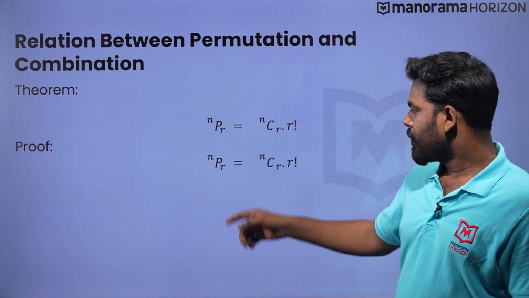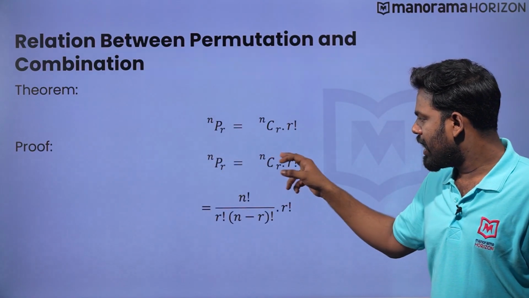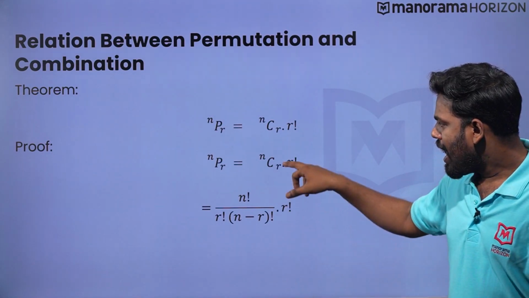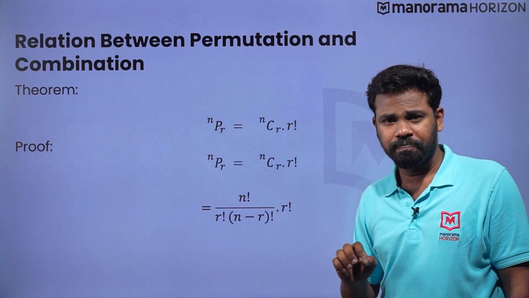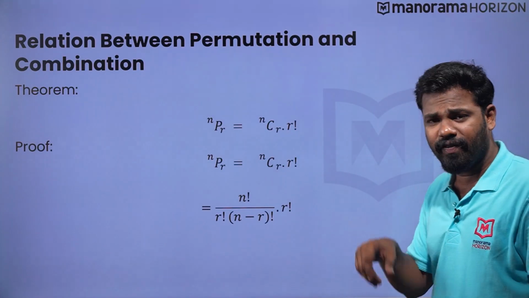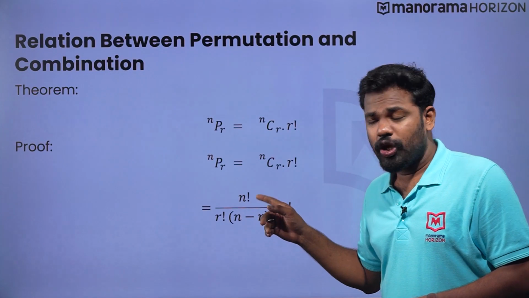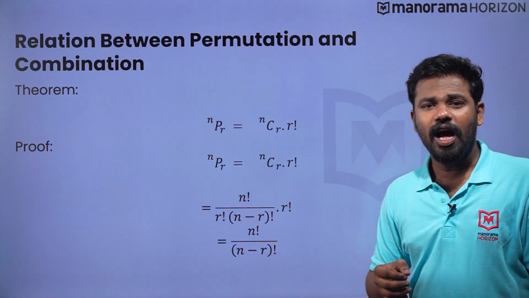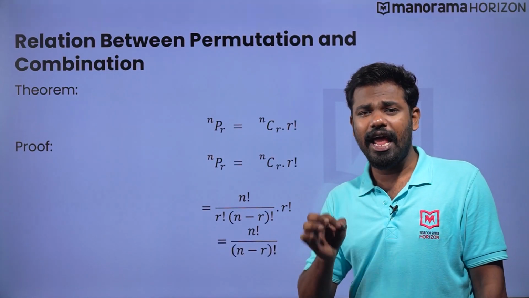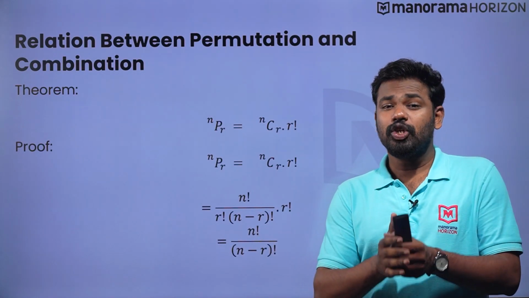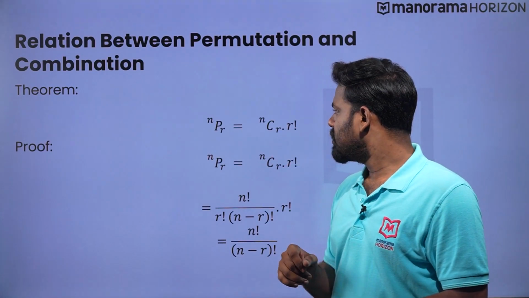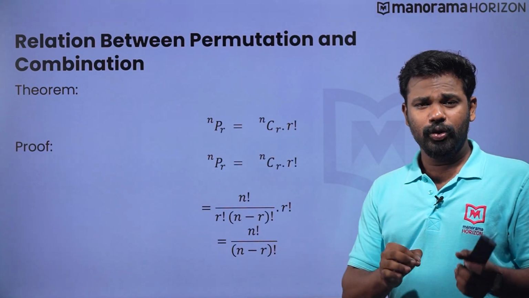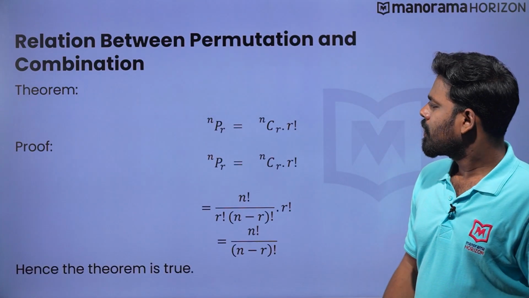What is the proof for that? The proof is nothing but nPr is equal to nCr into r factorial, which is a theorem that we know. And what is nCr? n factorial by r factorial into (n minus r) whole factorial. And there is a multiplication of r factorial, right? And when you cancel that, you get n factorial by (n minus r) whole factorial, which is nothing but nPr. So you get the total arrangement of r objects from the given n objects. Understood? What is the relation between permutation and combination? So the theorem stands true for this one.